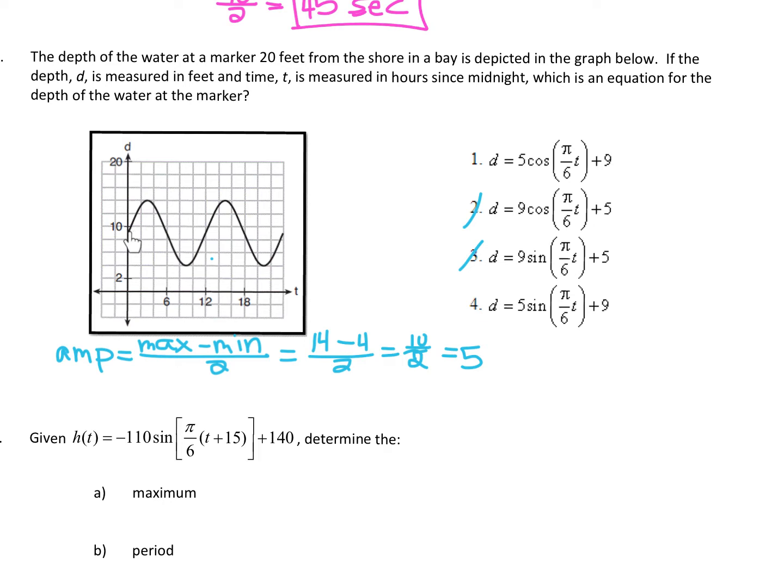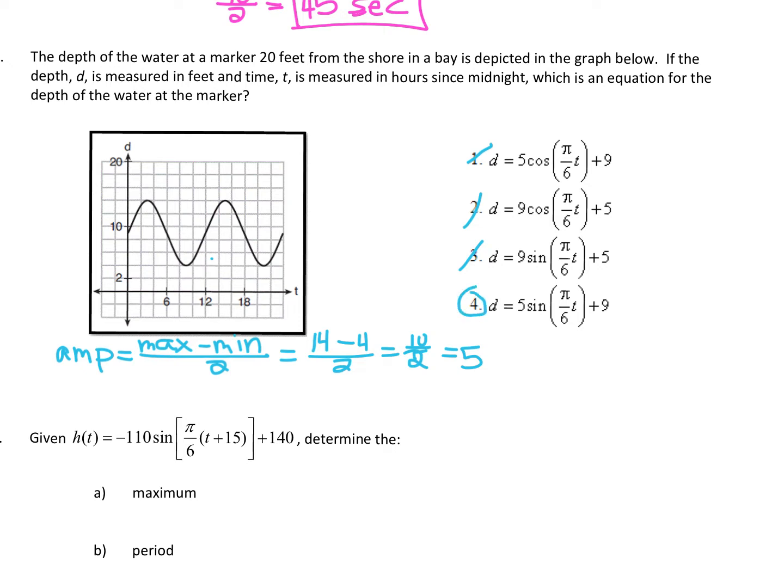So we know that a sine curve starts at the midline, right, and goes up, down, and ends up back at the midline again. Whereas a cosine curve would have started at its maximum. So this has to be a sine curve. So I can actually eliminate choice 1, and choice 4 is the answer.